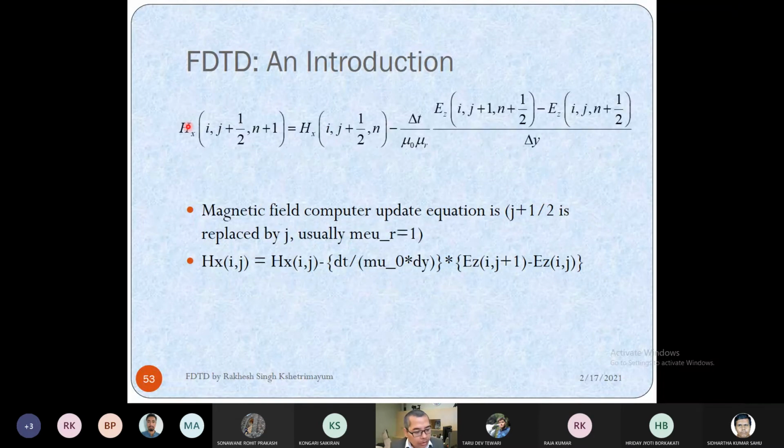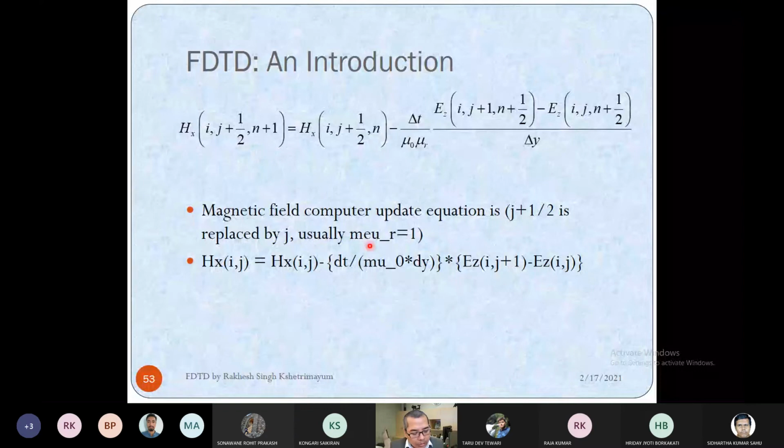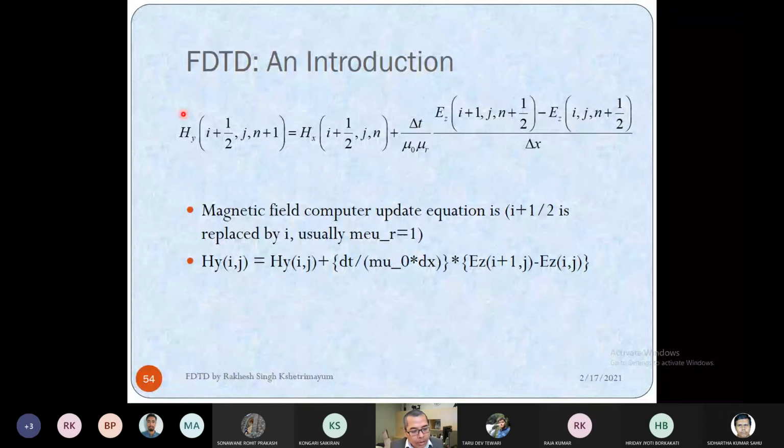Similarly, you can also write the computer update equation for this FDTD update equation by replacing j plus half by j, and mu r is usually 1 if you consider it's a non-magnetic material or dielectric material. This is the equation for magnetic field. Similarly, you can also write the update equation for Hy, replace i plus half by i and mu r by 1, then you can simply write this in the computer code.